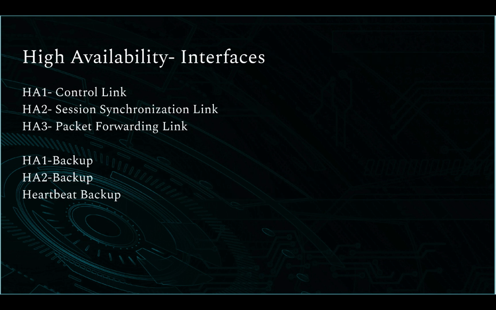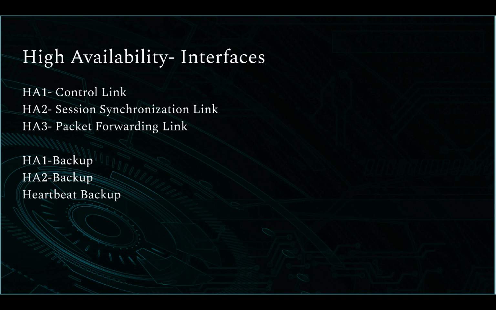So the next piece we need to talk about is high availability interfaces. In order to do HA between two of our firewalls, we need to set up interfaces so that the two firewalls can talk to each other and understand which one is the primary firewall, which one is the secondary firewall, which one's going to be active or passive.